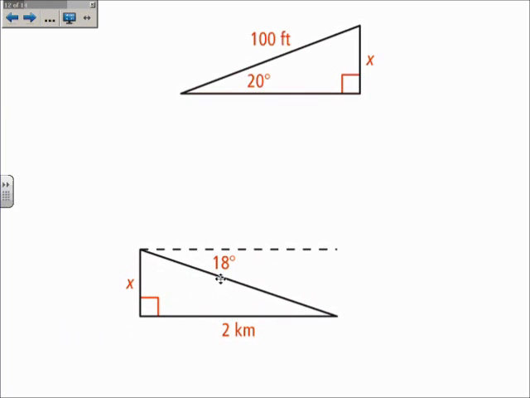This one looks a little different because the angle's in a weird spot. But if you consider the fact that the dotted line is horizontal and this line is also horizontal, that must mean that this angle and this angle are alternate interior angles. And so this must also be 18 degrees. So I can use that to find x, just like I did before. I'll use a trig ratio.